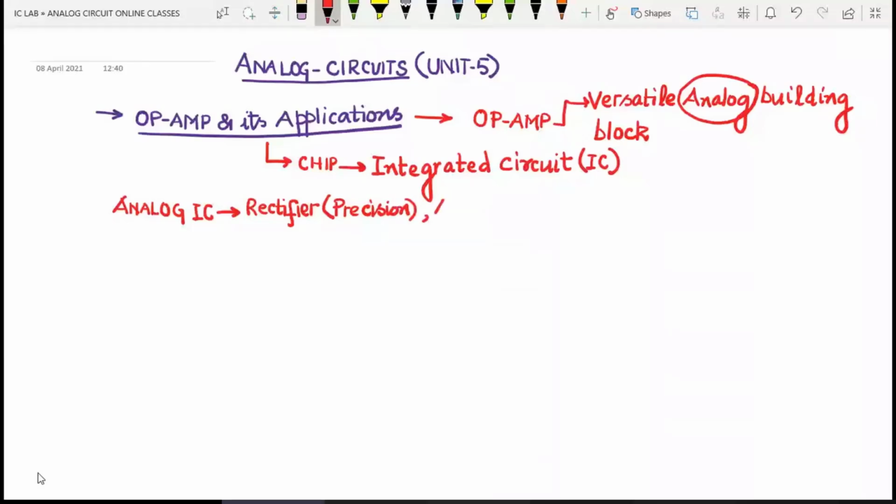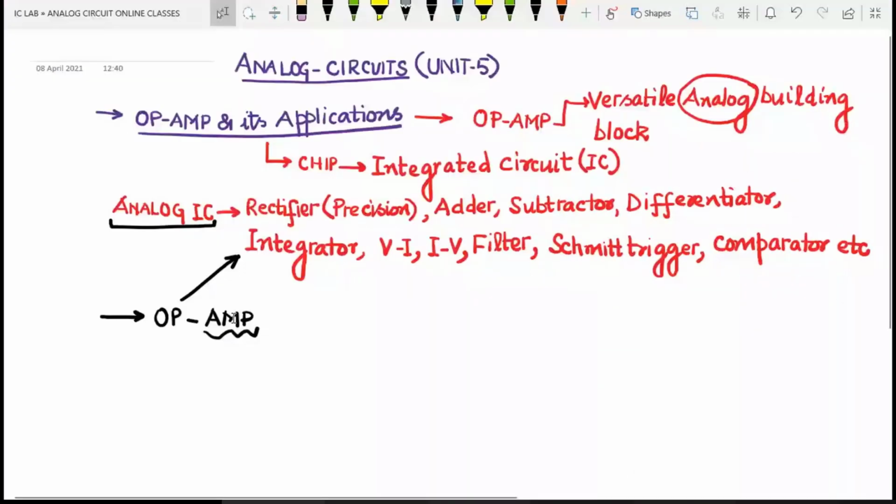We can make use of this circuit as an adder. We can use this as a subtractor. We can also use this as a differentiator for differentiation. We will discuss all these applications.